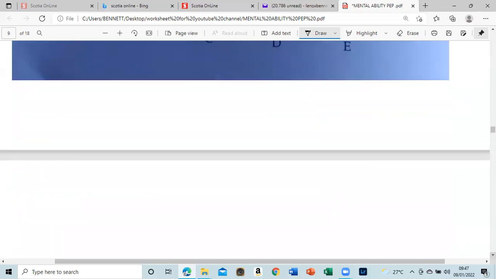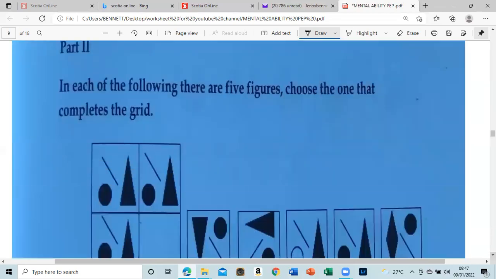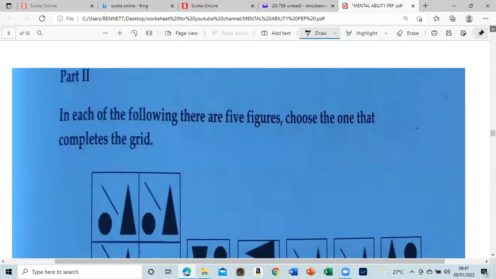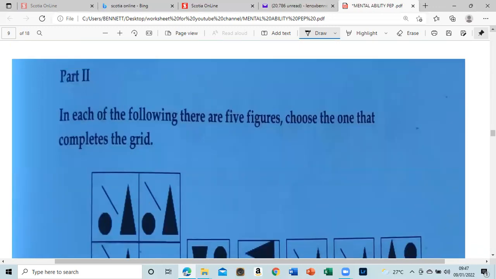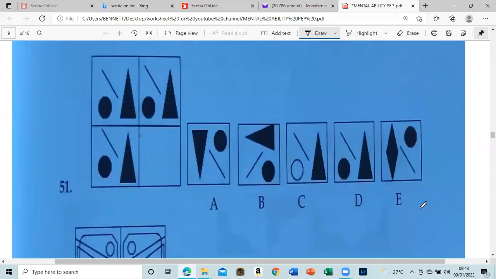No such luck. We're done with part 1. Oh my god, we are at part 2 already, guys. Some of the questions were cut out because, you know, it's English. In each of the following, there are 5 figures. Choose the one that completes the grid. So basically, guys, you have to examine all of this completely. Look at the pattern.